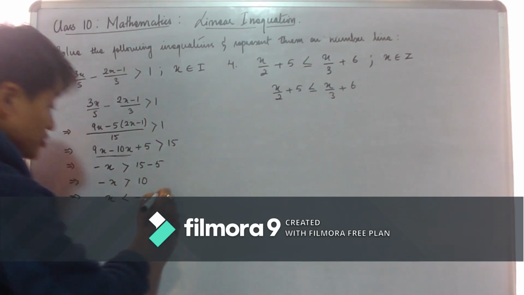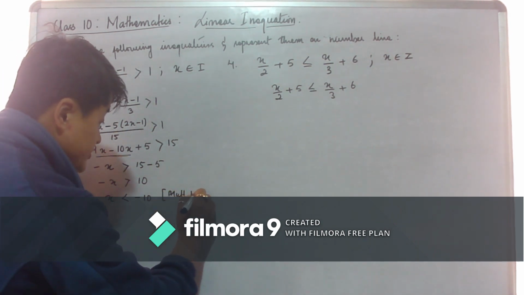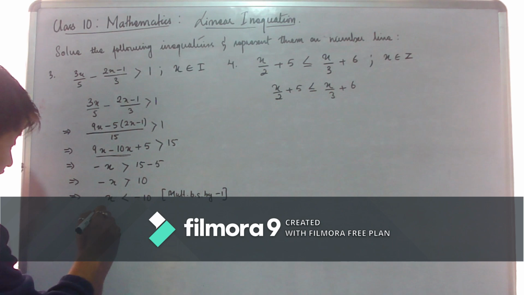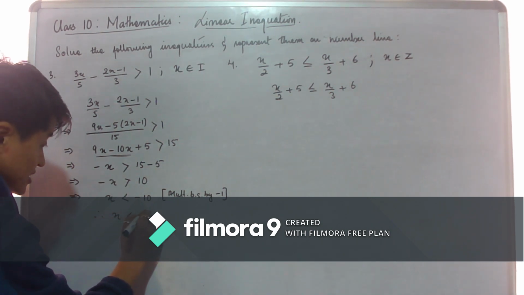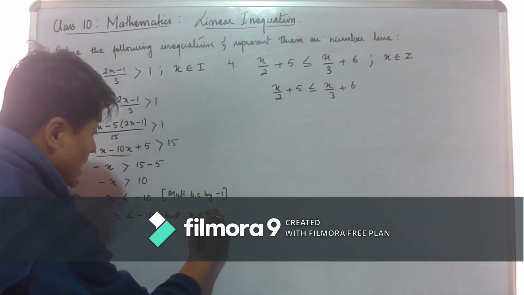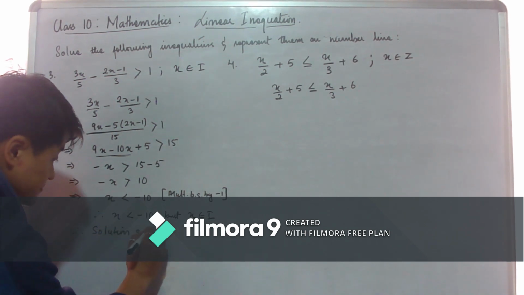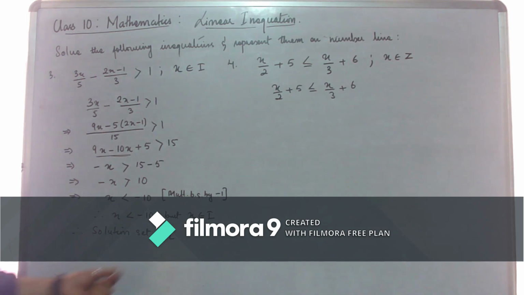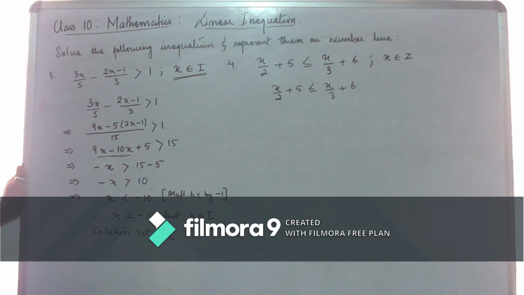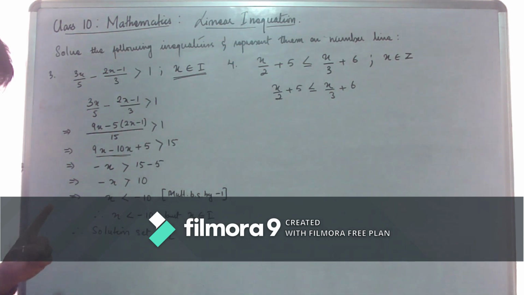We have to change the sign on both sides. So this is multiplying both sides by -1. We will get this value. Okay, then we can write therefore x is less than or equal to 10, but x belongs to I. Therefore, solution set is equal to, x belongs to I, I is integers. Integers are both negative as well as positive numbers, including 0 also, but not fractional numbers.